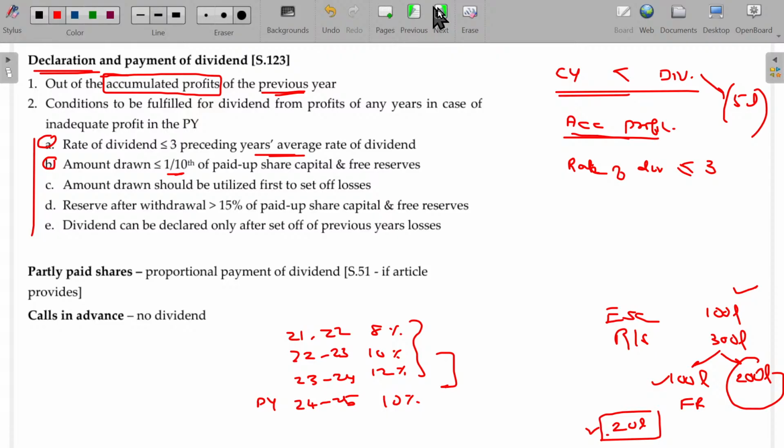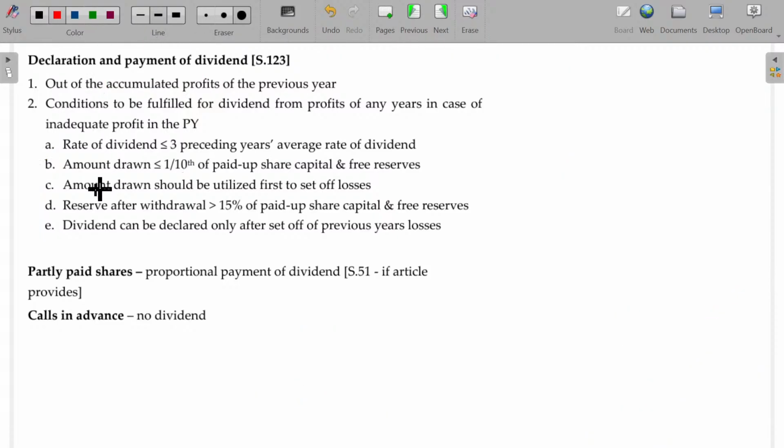Okay. Now, amount drawn should be utilized first to set off losses. These are the 3 points. The fourth one being reserve after withdrawal should be more than 15% of the paid up share capital and free resource. Okay. So paid up capital being 100 and your free resource being 100, 200.